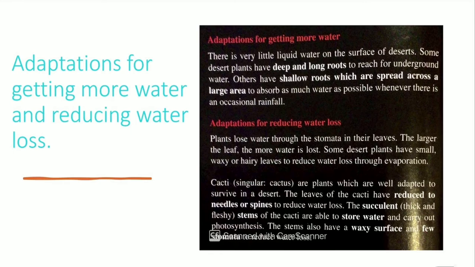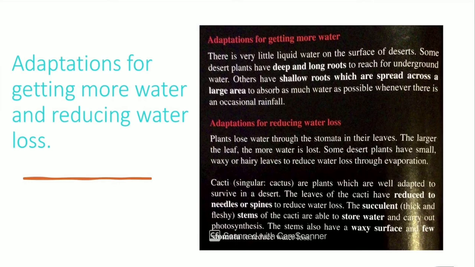Some plants and animals have characteristics to help them survive in hot temperature. For example, cactus has deep and long roots that spread a long way, and when there is occasional rainfall, they can catch some water and store it in their stem. That helps them survive in the hot temperature.